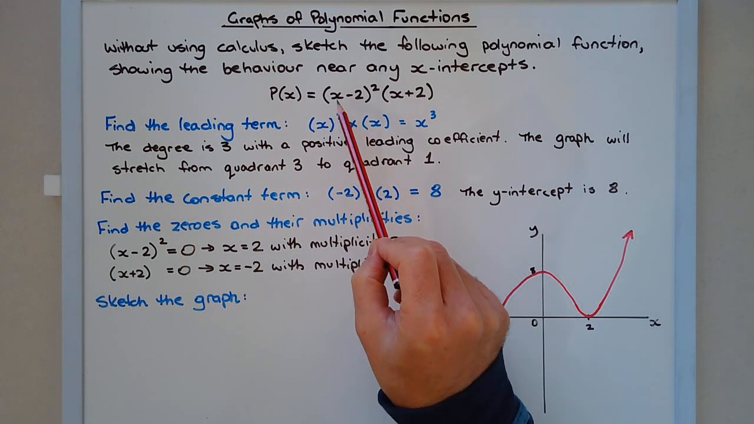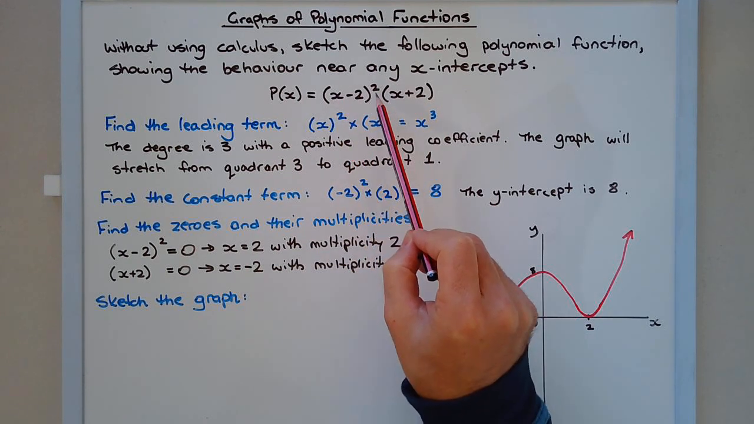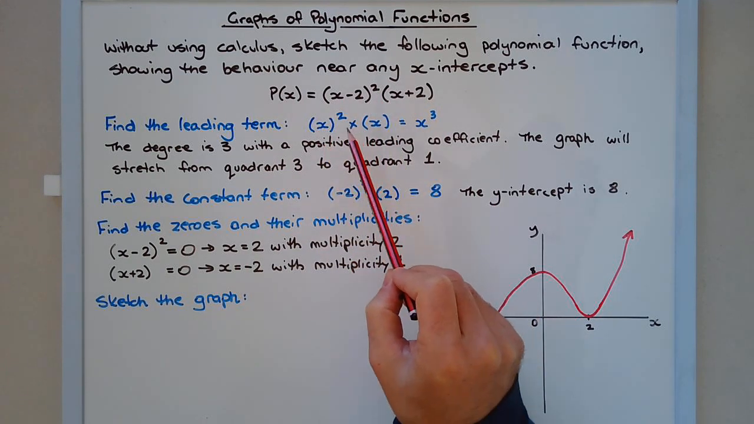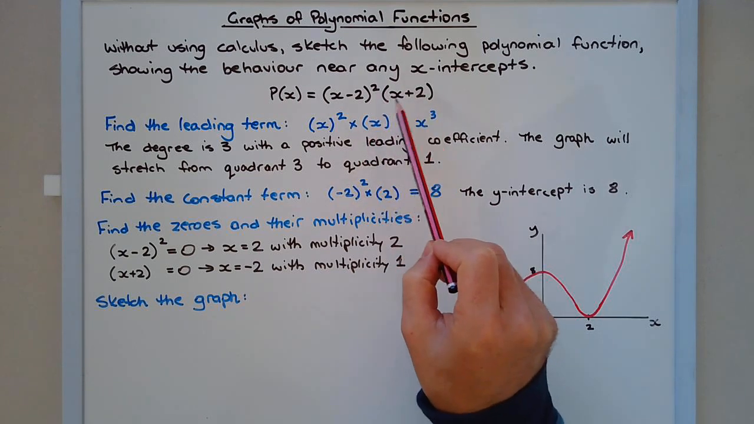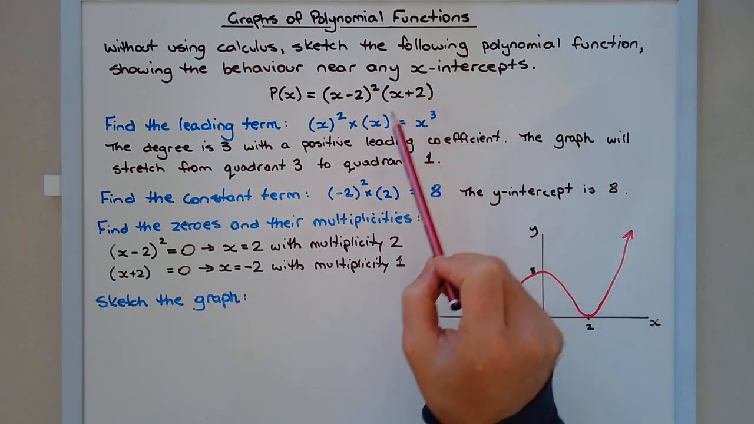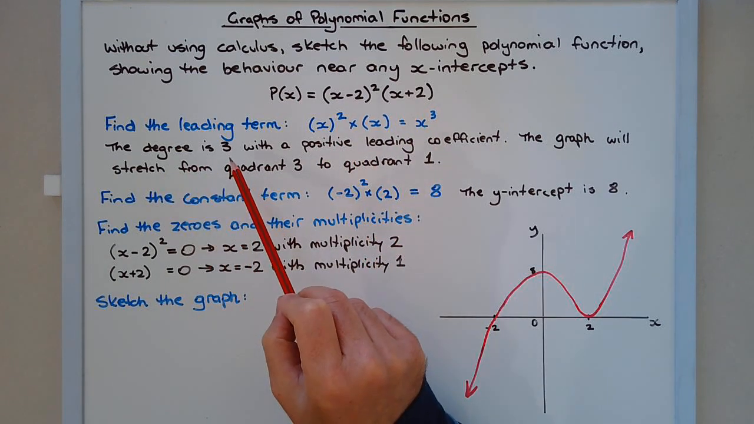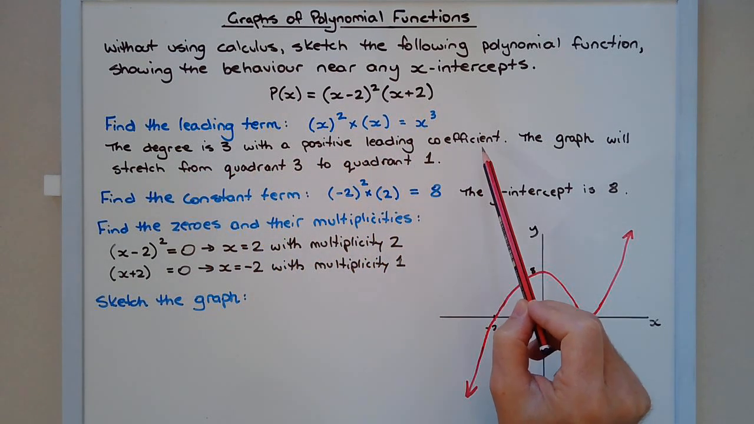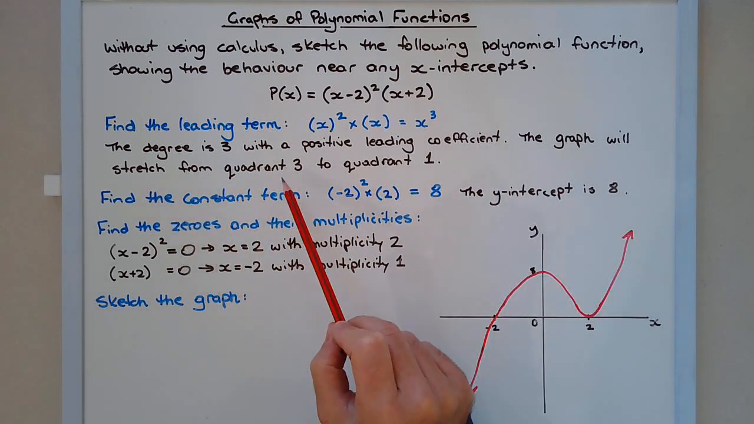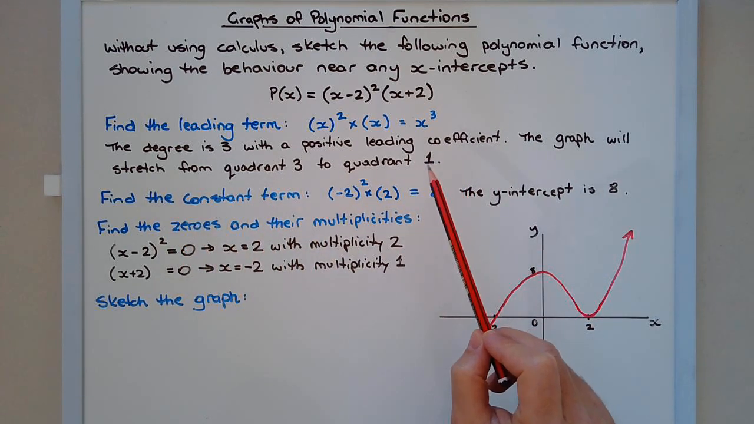Look at the first bracket, its leading term is x, we raise it to the power of 2, we get x squared, multiplied by the leading term of the second bracket, so it's x to the power of 1, which is just x squared times x is x cubed. The degree is 3, with a positive leading coefficient. The graph will stretch from quadrant 3 to quadrant 1. So this is a cubic curve.